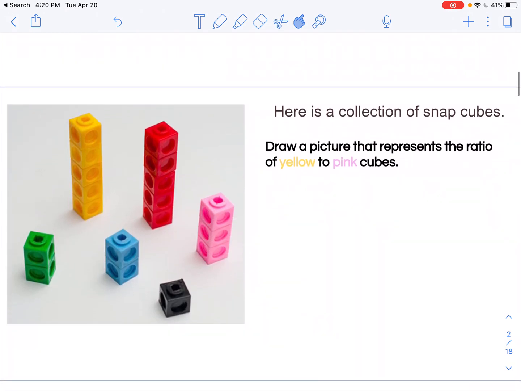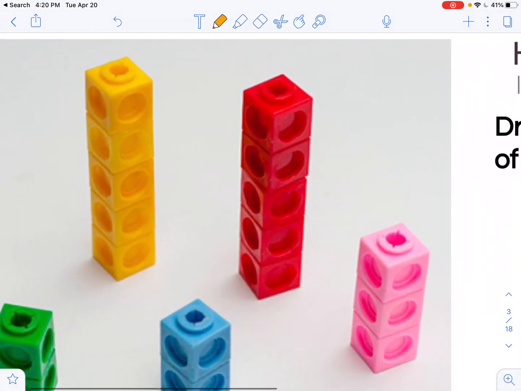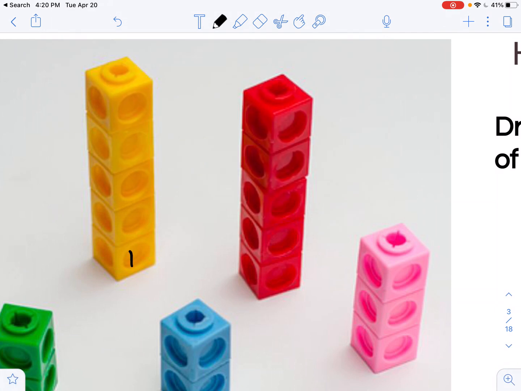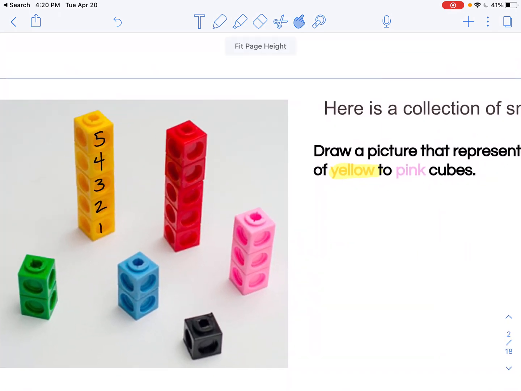Here is a collection of snap cubes. We're going to draw a picture that represents the ratio of yellow to pink cubes. So the very first thing I need to know is about the yellow cubes because they were mentioned first. So I'm going to zoom in and count them. Let's grab a different color here so you can see it. There's 1, 2, 3, 4, 5. There are 5 yellow cubes, right?